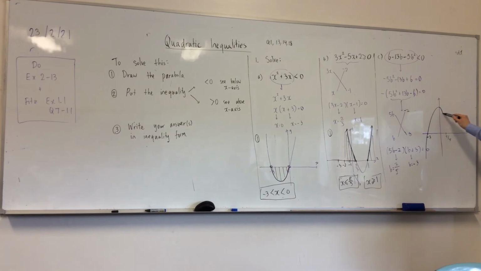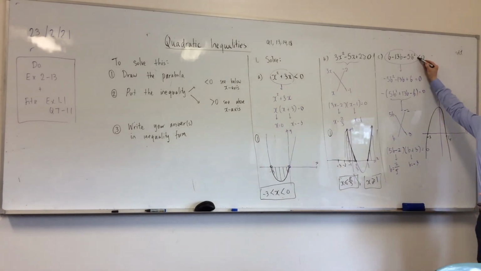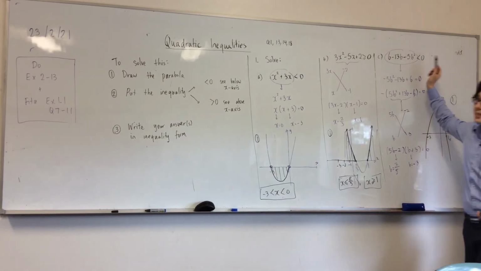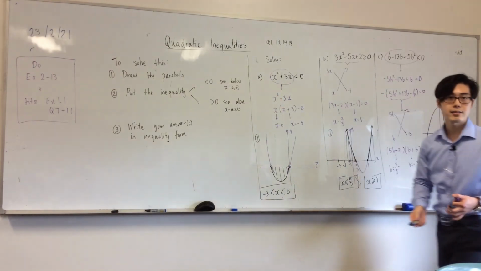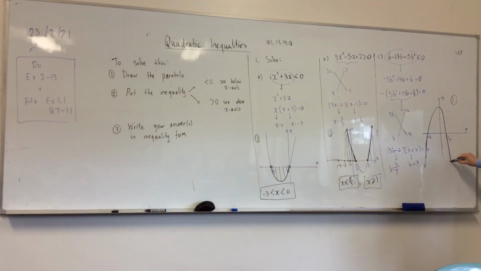So let's just say that's the graph. Right? Step number 1, I've drawn it. Step number 2, the whole thing or the graph is less than 0. If it's less than 0, see below x-axis. Yep? Okay, not including these points because obviously there's no equal sign.